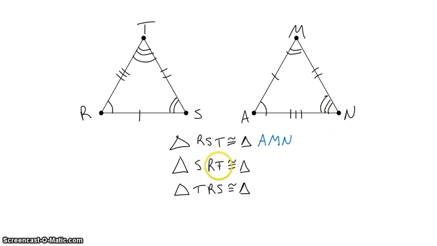If we switch the order of that first triangle, SRT is congruent to triangle MAN, because S corresponds to M, R corresponds to A, T corresponds to N. If we switch the order again, TRS, T corresponds to N, R corresponds to A, S corresponds to M. We could keep going and keep changing the order of this first triangle, and as long as we kept correspondence in that second triangle, we could make another set of congruent statements.